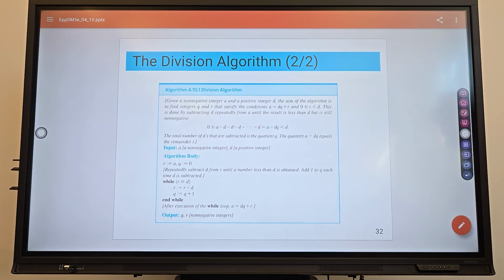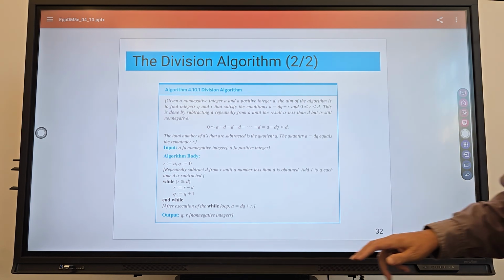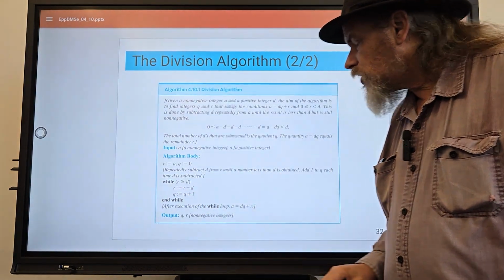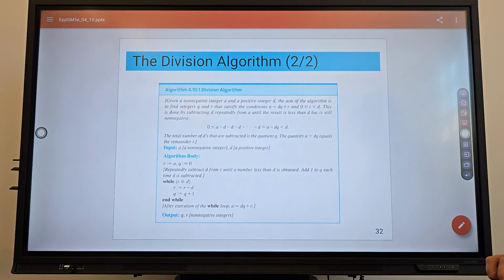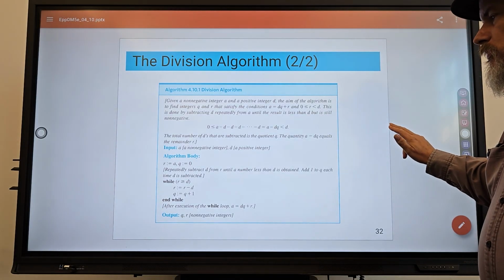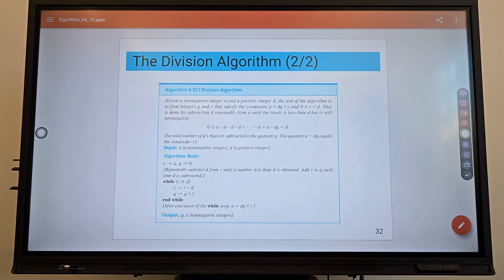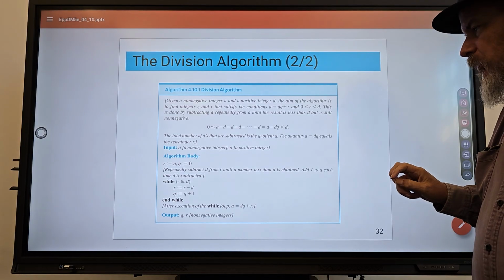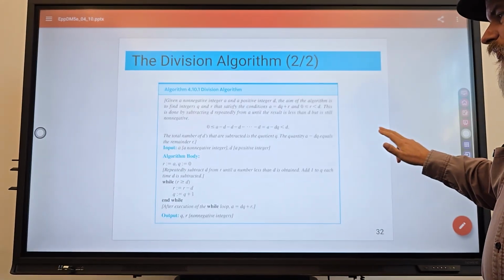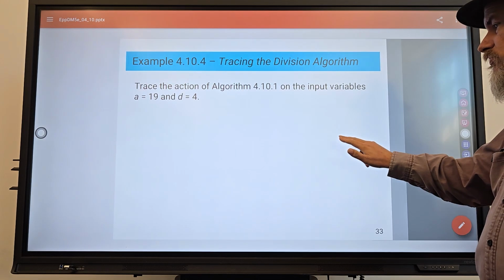A little bit involved, but pretty much it's repeated subtraction, a while loop, r is equal to r minus d. And while r is greater than d, you subtract and increase the quotient by 1.